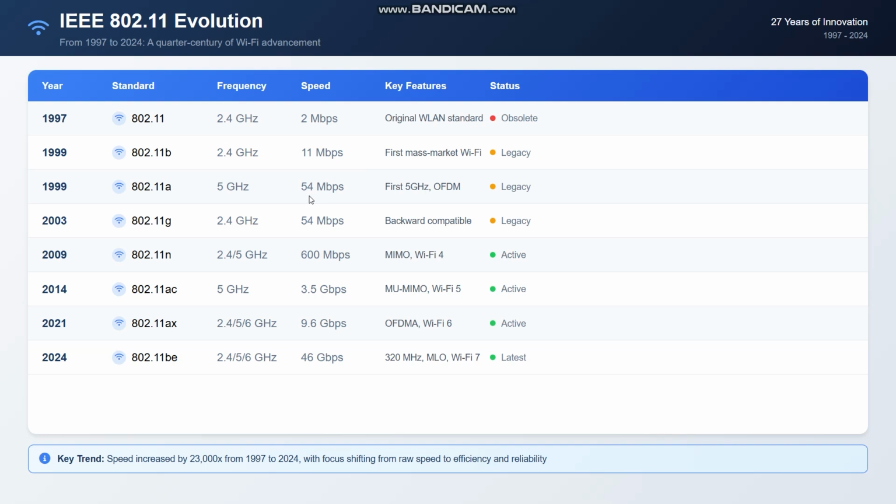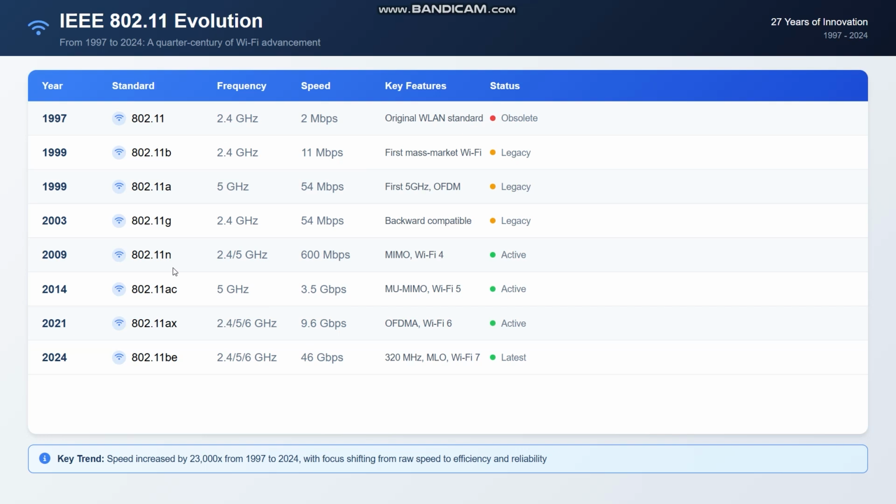So, they introduced IEEE 802.11g. This standard was introduced in 2003. This kept the 2.4 gigahertz band while increasing speed to 54 Mbps. Then we moved to some more modern standards.